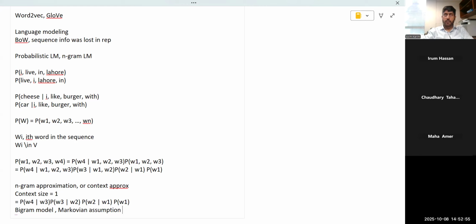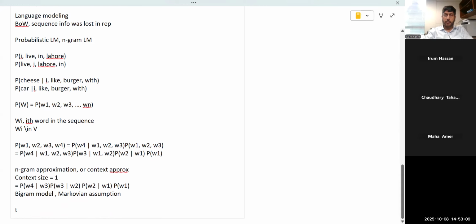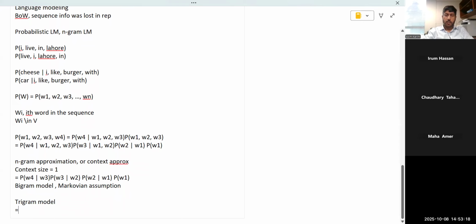ठीक है? So this is bigram. Of course, we have simplified and we have reduced the context to just the previous word. And you will be dropping longer context. So of course, longer context can be taken. So इसी तरह आपके पास trigram models भी हो सकते हैं. ठीक है? So trigram model इसी केस में क्या होगा?